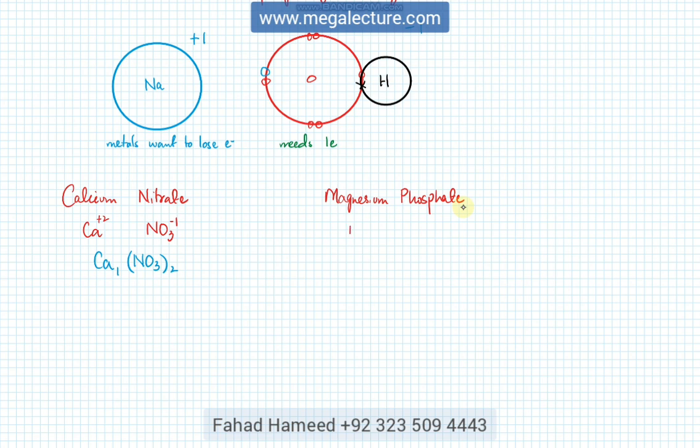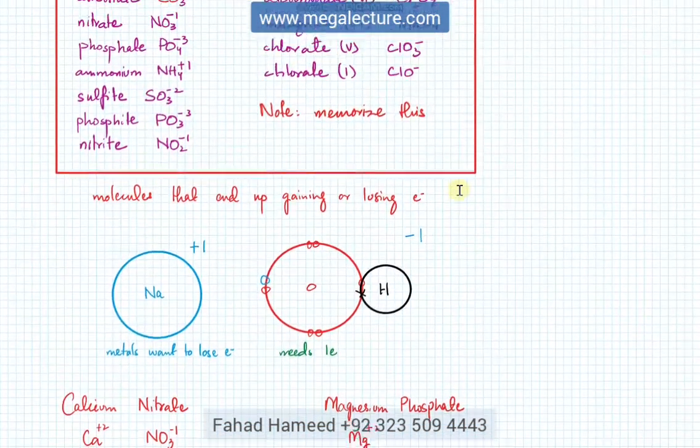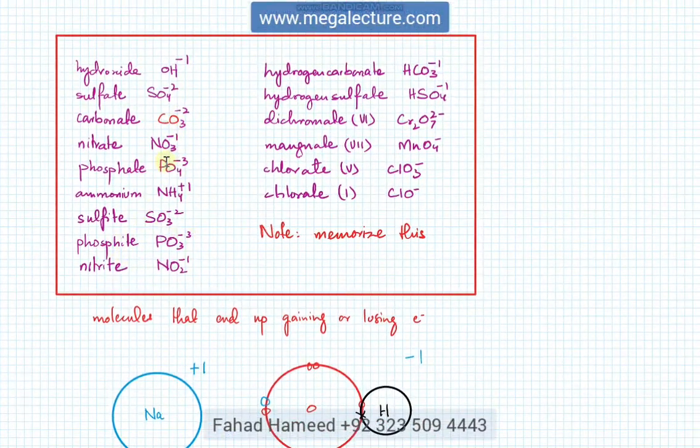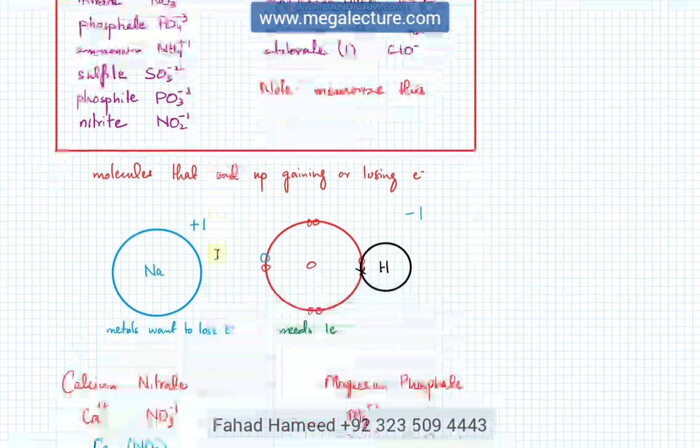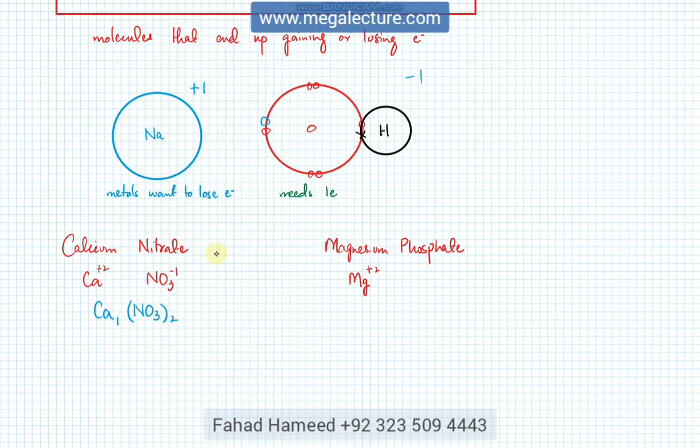So what's magnesium? Magnesium is Mg and it's in group 2, which is +2 as well. Phosphate, again, with a T. Also, don't confuse phosphite with phosphate. Phosphate is PO4 and it has a charge of -3. So if I write down the formula, if I do crisscross, magnesium would be thrice and phosphate would be twice. So that's the formula of magnesium phosphate.